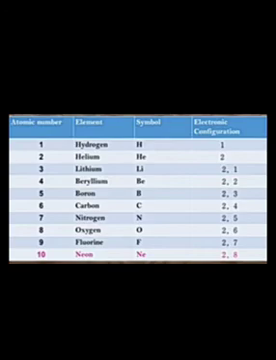Now next is your neon. Neon is a noble gas, atomic number 10, symbol Ne and electronic configuration 2, 8. Right?